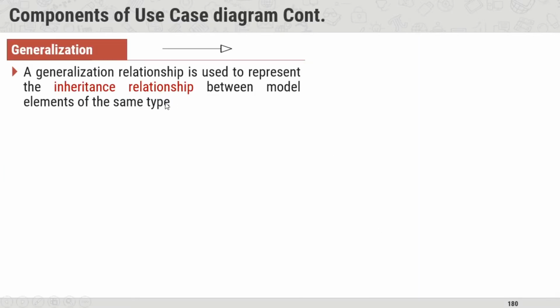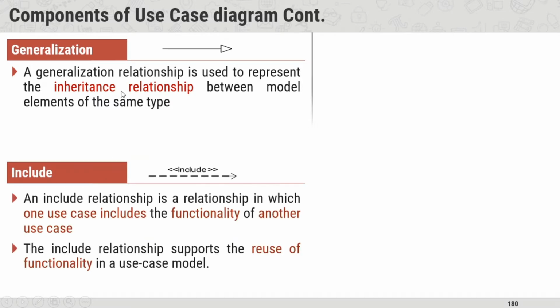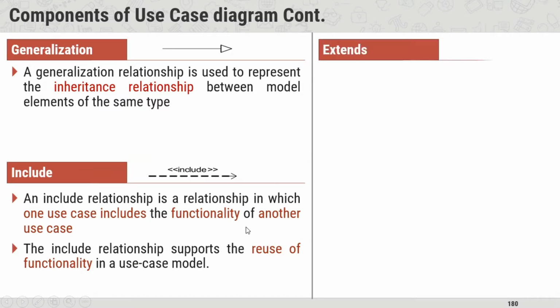Now next is generalization. Generalization relationship is used to represent the inheritance relationship between the model elements of the same type. Include: now if you are having two use cases, an include relationship is a relationship in which one use case includes the functionality of another use case, and the include relationship supports a reuse of the functionality.